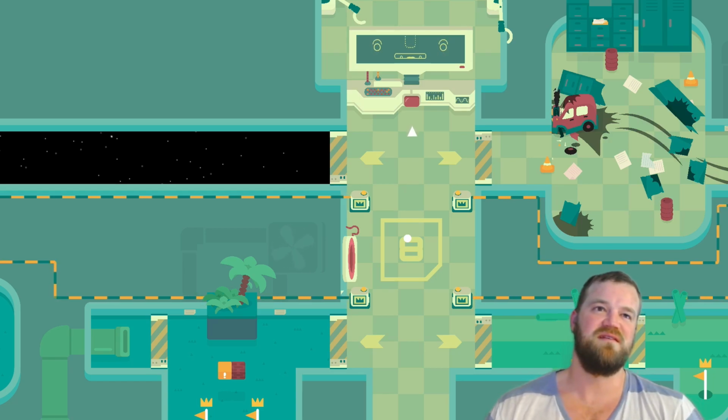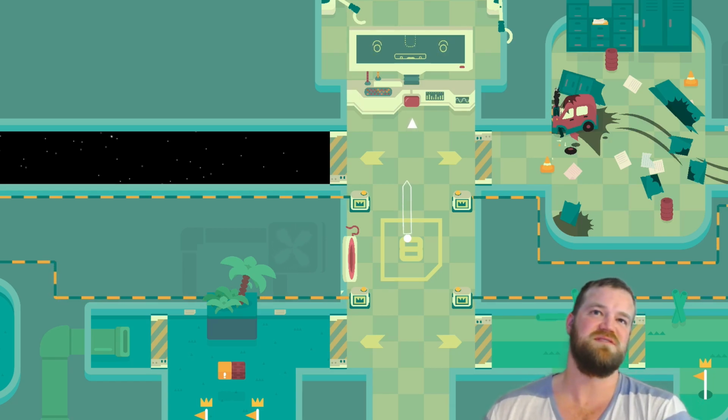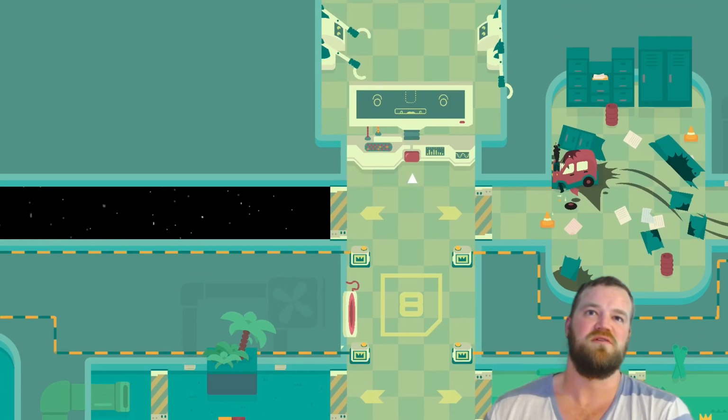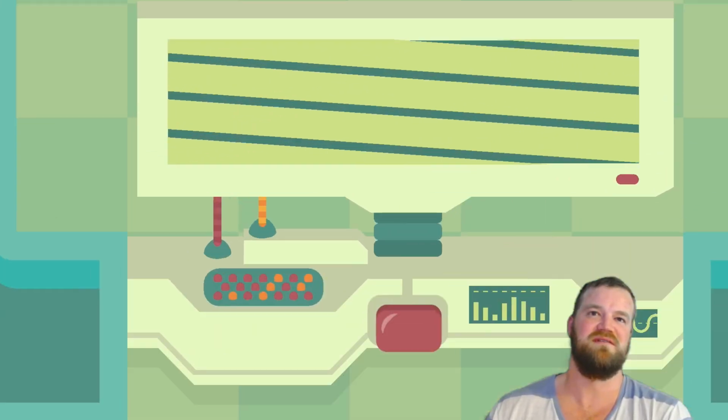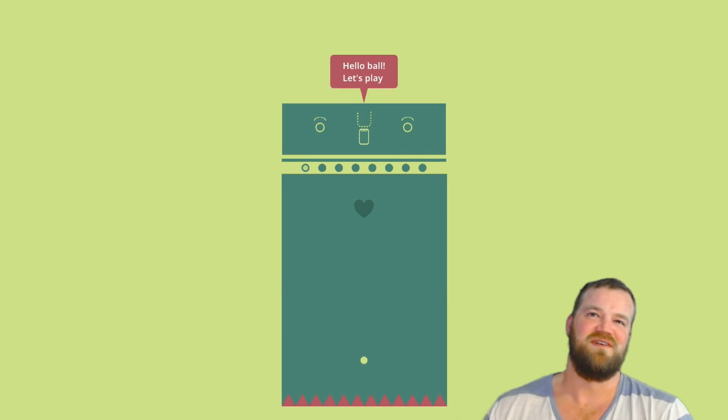We just completed all the lab aid levels, so let's fight this computer overlord. Let's see what happens here. The last one was very funny. Hello, ball. Let's play. Okay, so we go for the heart. All right, first one's normal. So we have some brick ball.